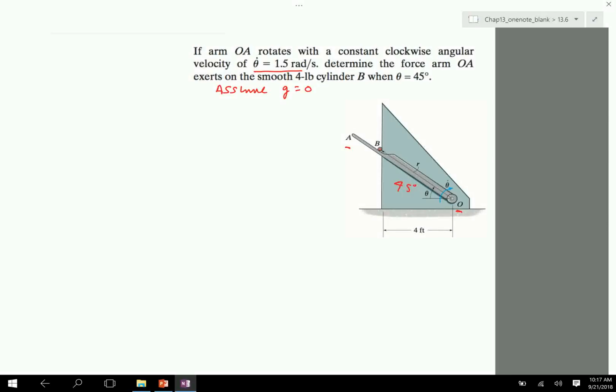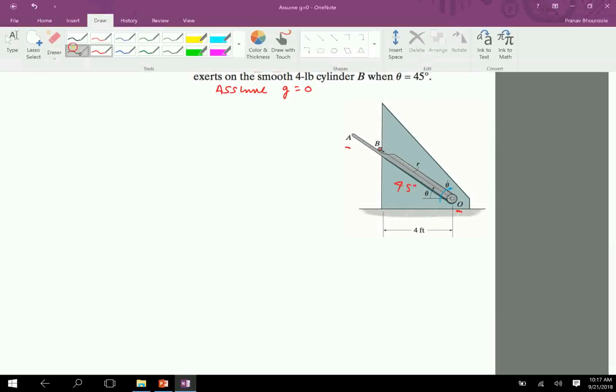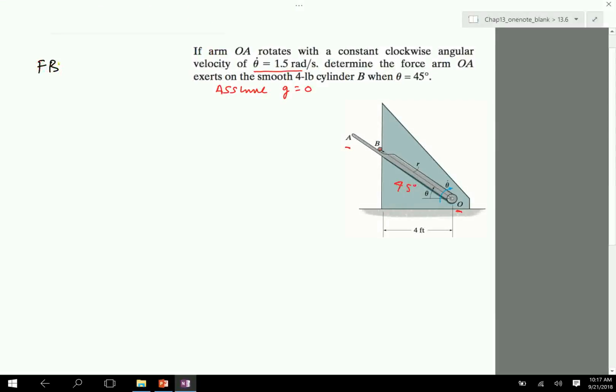Okay, so the first thing to note is that you're given r theta, right? You're shown r theta, so it's probably a problem using polar coordinates. Since you're asked to find the force, this is a problem involving equations of motion, so we have to draw a free body diagram before we can solve for the forces. So, free body diagram of the cylinder B.